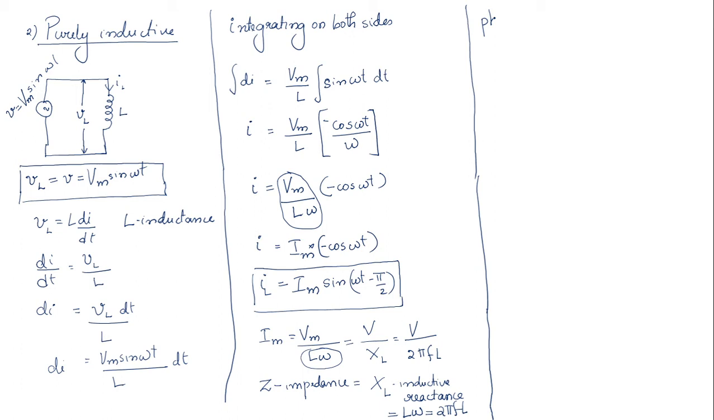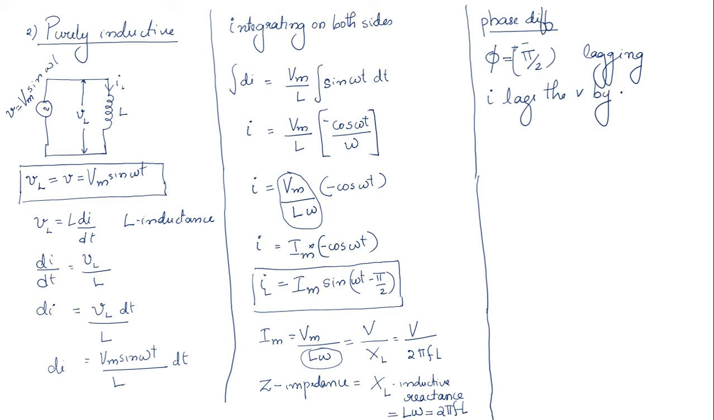Next we are moving on to the phase difference between these two. What is the phase difference between the voltage and the current? Just by looking at the equations, you can understand that voltage is on the zero reference axis and the current is lagging. So I am going to write phi is equal to pi by 2 lagging, or minus pi by 2. I am representing it as lagging to show that the angle is lagging. And we have to write here: current lags the voltage by pi by 2.